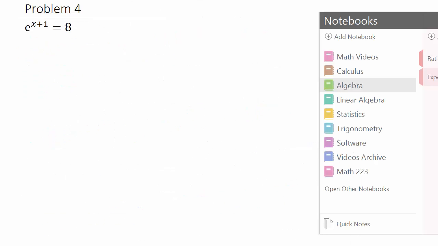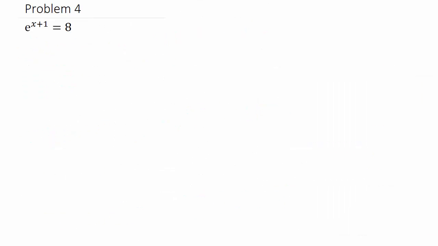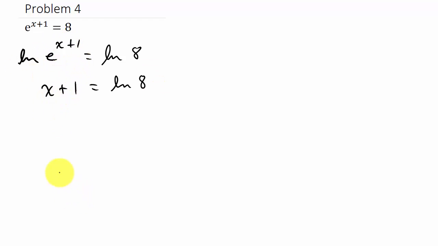Alright, so we've got two more. Alright, so let's take a look at this one. I can't get the bases the same, so I'm going to take the natural log of both sides. So natural log e to the x plus 1 equals natural log 8. Alright, so now over here on the left hand side, well, that's just x plus 1 equals natural log 8. So let me go over how I got the x plus 1.